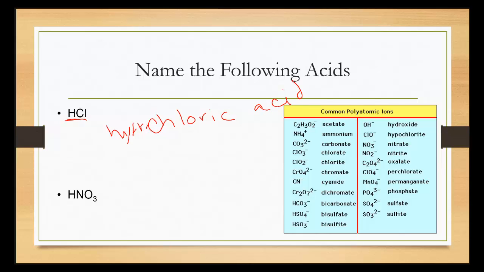HNO3, we have 3 capital letters. We have more than 2, meaning that we have a polyatomic ion here. NO3 is right here. It's nitrate. Because it ends in ate, it's going to change over to ic. So nitrate becomes nitric. Because it was a polyatomic ion, I do not add hydro to it.